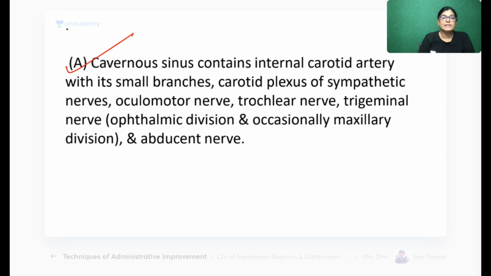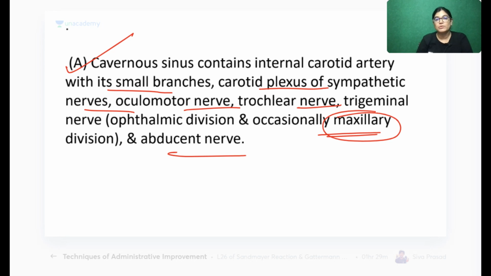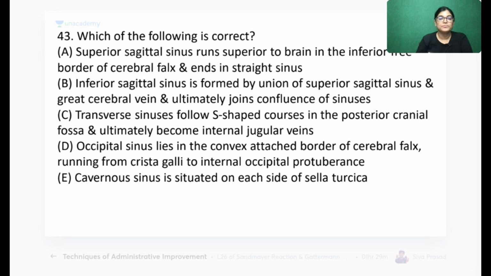So the cavernous sinus contains the internal carotid artery, its branches, carotid plexus, sympathetic nerves, oculomotor nerve, trochlear, trigeminal. Occasionally, in some books, the maxillary, otherwise the abducent nerve. Occasionally you can write. So coming to question number 3, take your time, 30 seconds you can take.